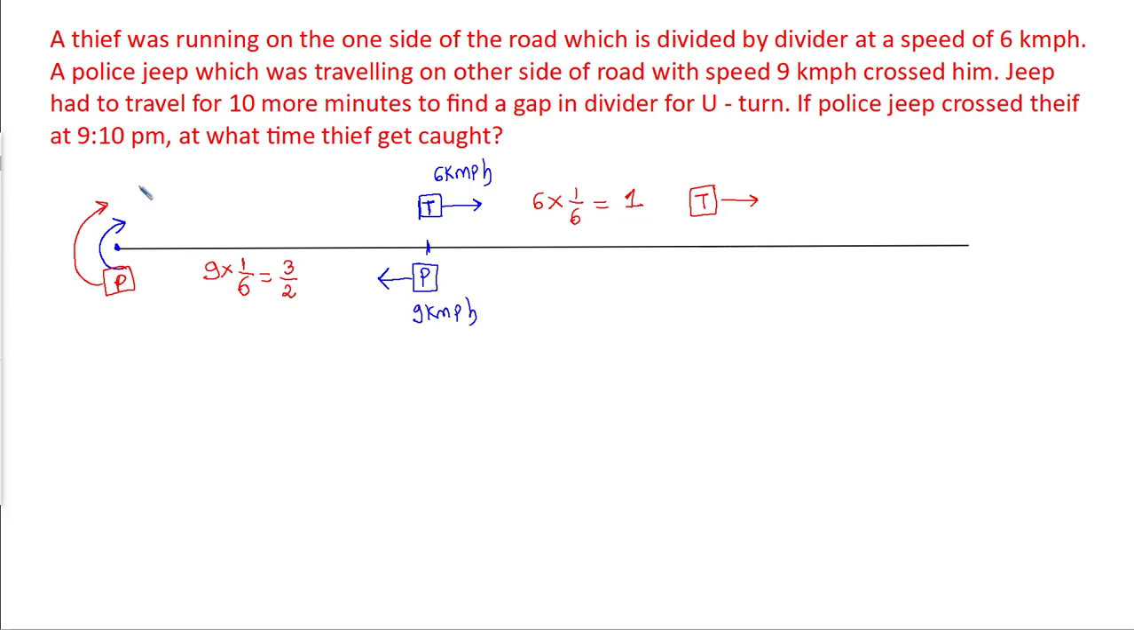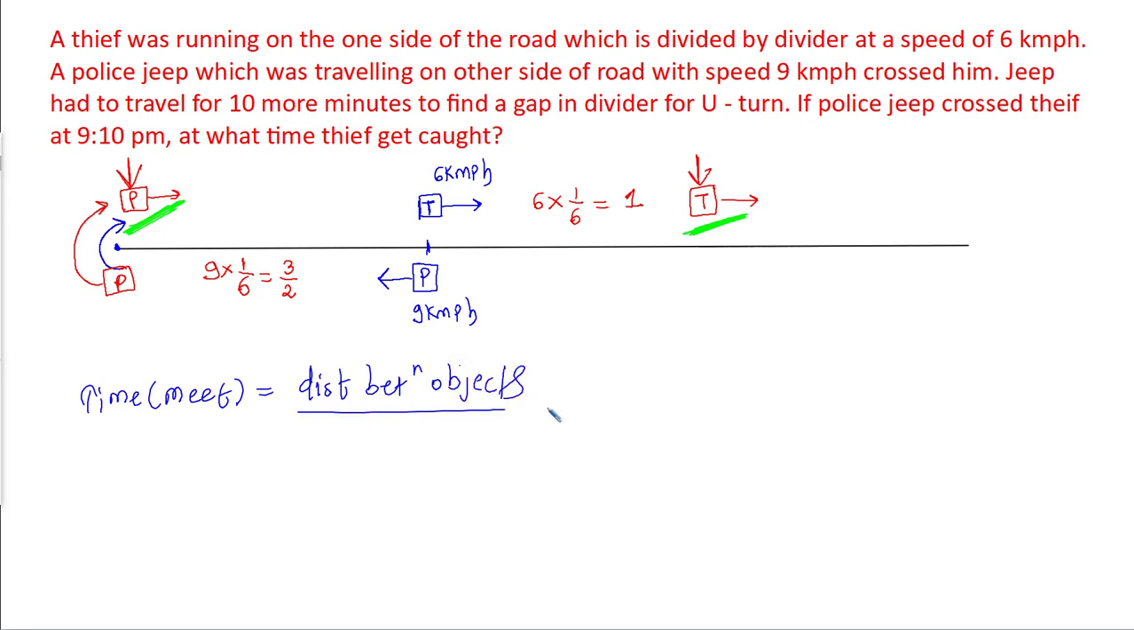Okay, so now the police jeep is here and the thief is here. So at what time is the police jeep going to catch that thief? Okay everyone, so now look here, when police jeep is here, at the same time thief is here. Now we know the formula. The formula is: time required to meet is equal to distance between objects when times are equal, divided by relative speed.